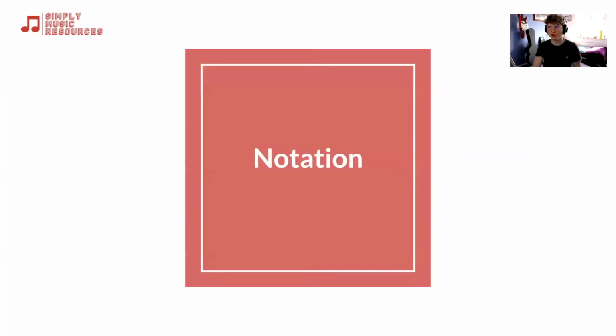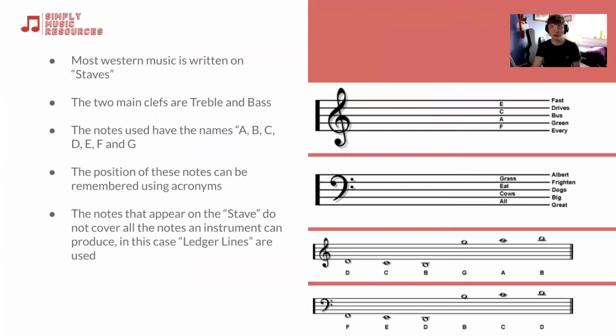We'll look in more detail firstly at notation. So most Western music is written on what we call staves. And simply put, the staves are just these 5 black lines here. All the information needed to play a piece of music is written on these staves.